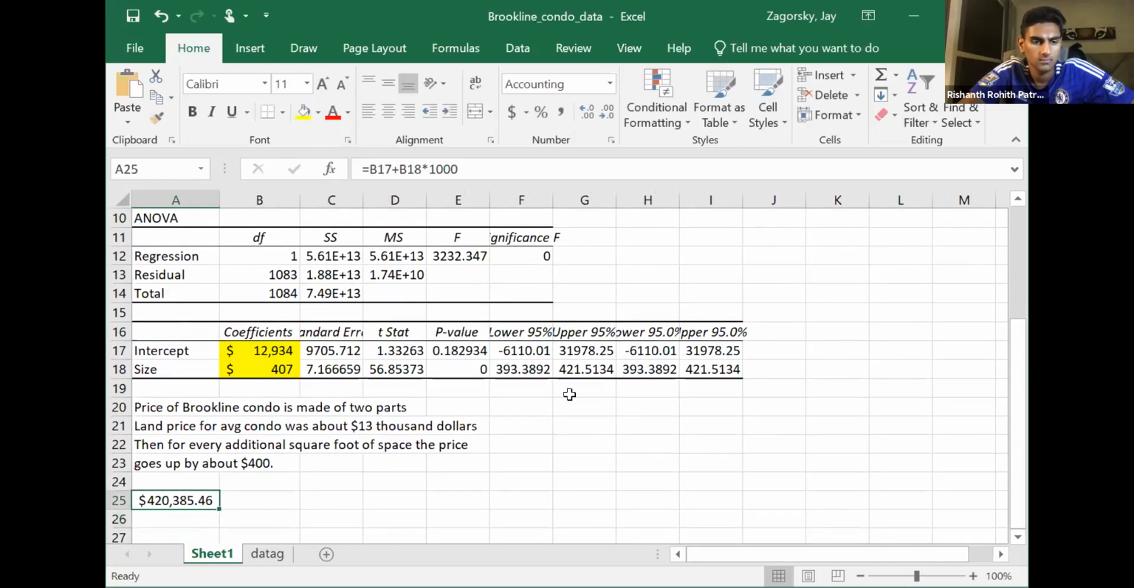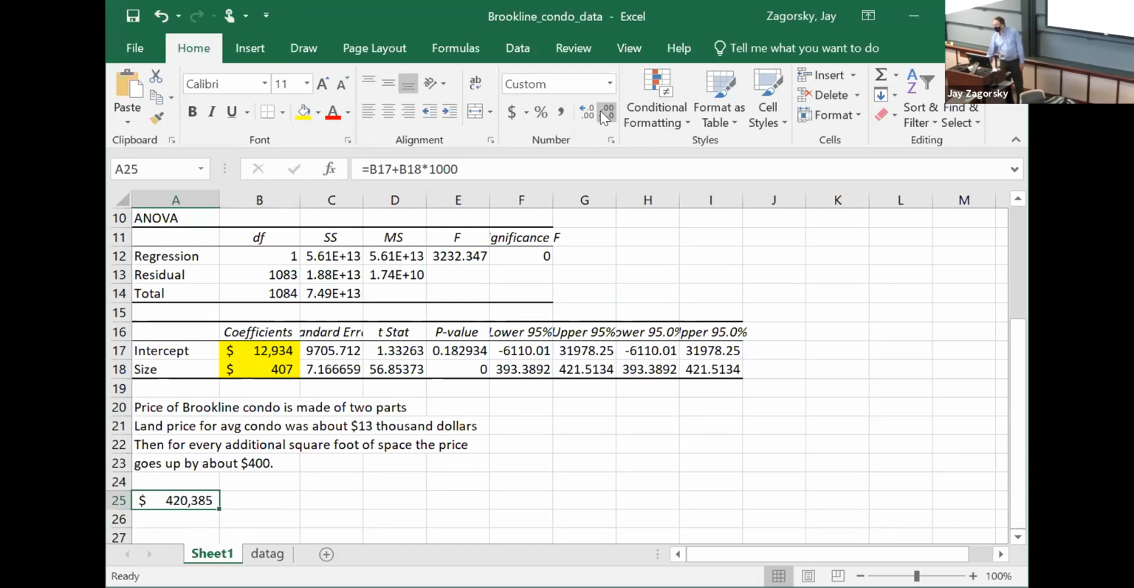So the price, and do we need 46 cents? Once again, no. So that 1,000 square foot condo should cost about $420,000. A little bit more than coming here to Boston University, about 1.5 times. So you have a choice: go to BU or buy a condo.